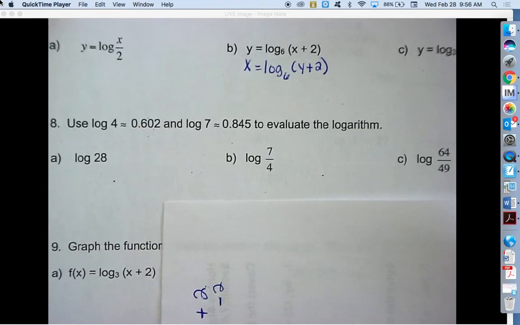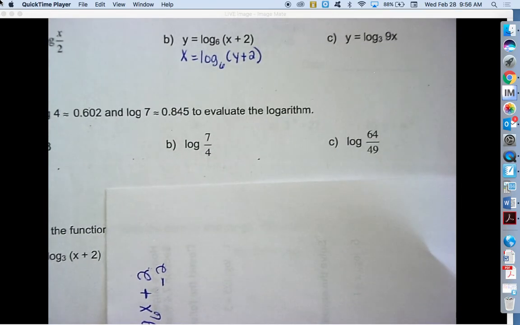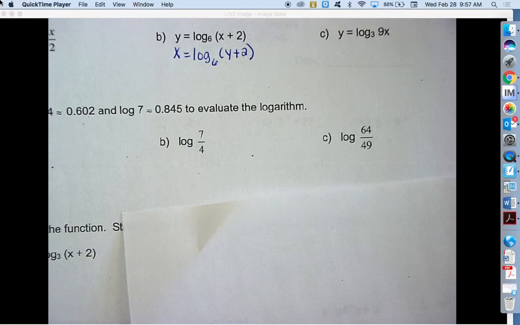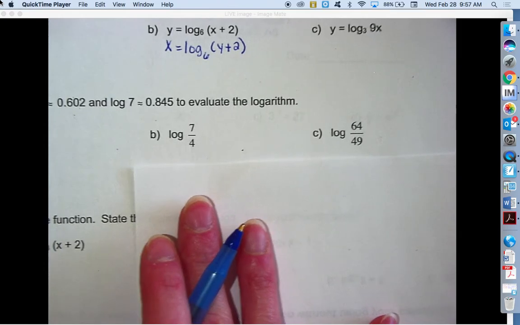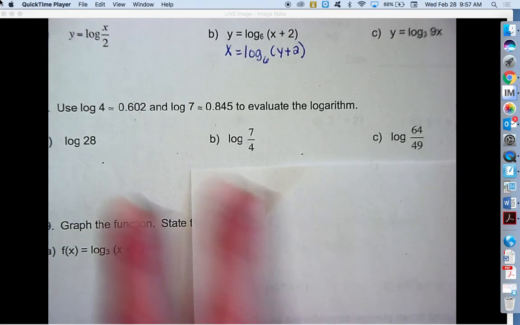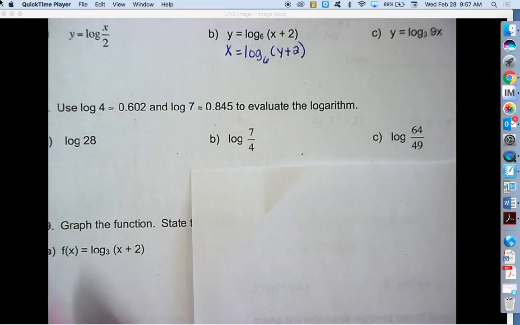So the directions for number 8 want us to use log 4, which is 0.602, and log 7, which is 0.845, to evaluate the logarithm. And right now they give us the log of 64 over 49. So the first thing that you have to think about is you have to change the numbers in order to use either the log of 4 and the log of 7, or one or the other. But somehow we have to take the 64 and the 49 and get them to become a 4 and a 7. So, Sarah, how could we try and do that?